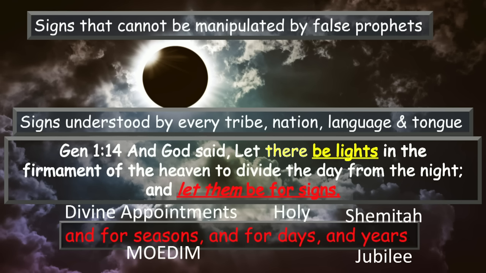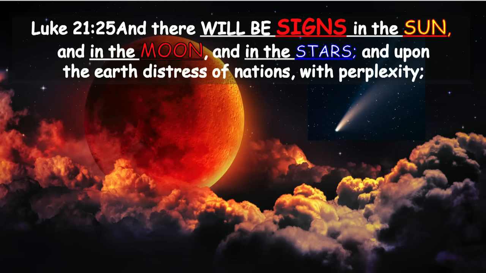Now, for those that want to see a New Testament verse, get a load of this, Luke 21:25. There will be signs, okay? There will be signs, and where are the signs going to be? In the sun, and in the moon, and in the stars, and upon the earth, distress of nations with perplexity. All right, so there will be signs, which refers to eclipses. That's what the sun and the moon working in tandem on the calendar is for.